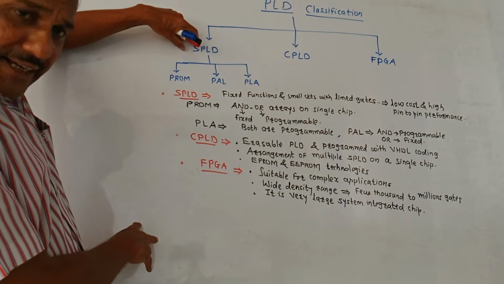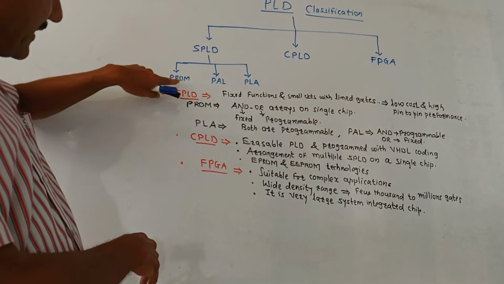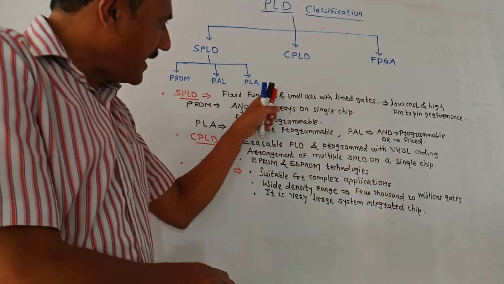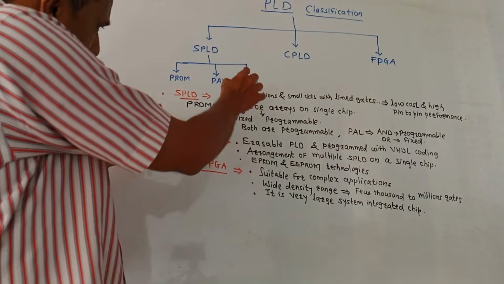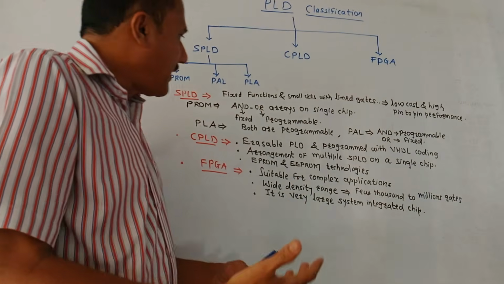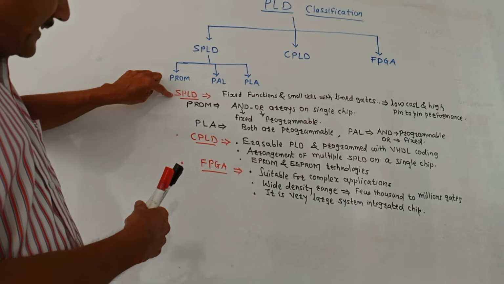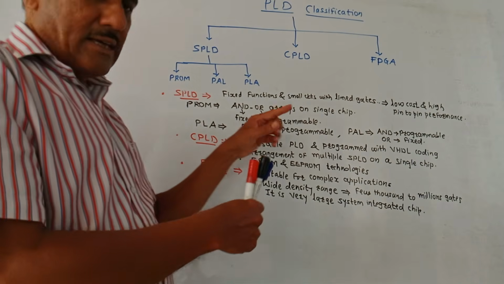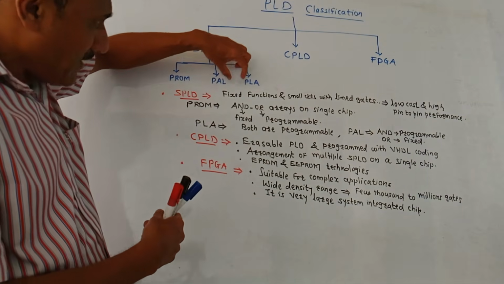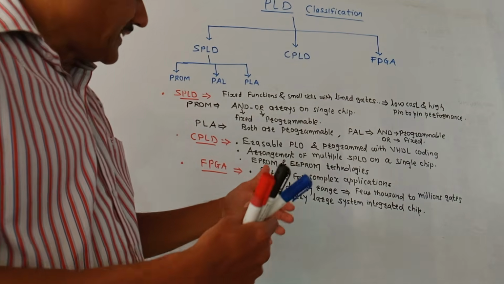There are three subcategories of SPLD. First is PROM, that is programmable read-only memory. Second, PAL, programmable array logic, and PLA, programmable logic array. This PROM, PAL and PLA you might have studied in earlier subjects. We'll discuss in brief. So SPLD, that is simple programmable logic device, as I said, it is related to the earlier technology. So it is having fixed functions and applicable for smaller circuits.